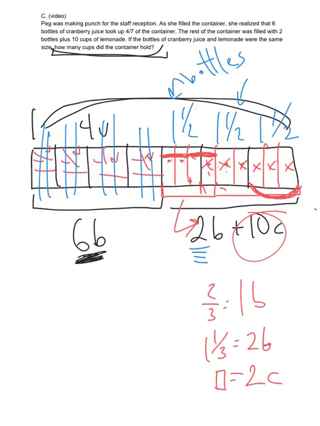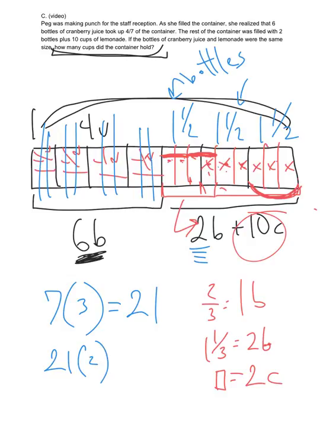Well, I started with 1, 2, 3, 4, 5, 6, 7 units. I've now taken those 7 units and I've split each of them into 3 units. Well, that's 7 times 3. That's a total of 21 units. Well, 21 units are worth 2 cups each, so that's 21, and we'll multiply that times 2 cups. That equals 42. So Peg's container holds 42 cups.